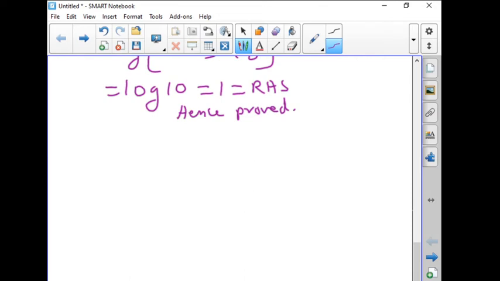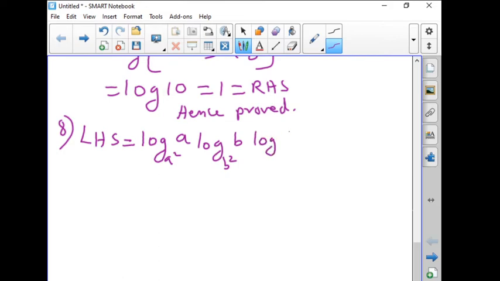So, next we will do question number 8. Prove that. Here also you take the left hand side first. So it is equal to log a to the base a square into log b to the base b square into log c to the base c square.